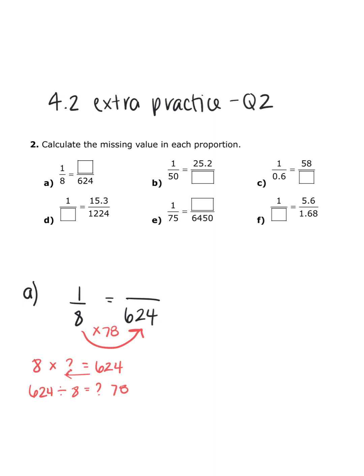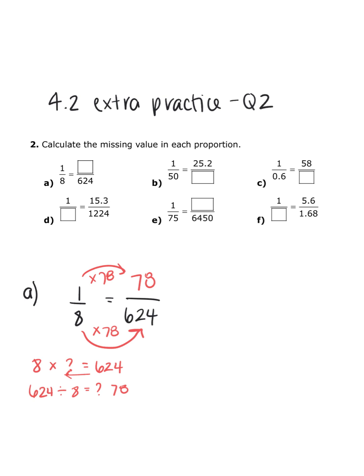Lastly, because we can recognize that we want to maintain that equivalency, that equal sign in the middle, the bottom was multiplied by a factor of 78, so we're going to do that same change on the top and multiply our numerator by 78. One group of 78 gives us 78 out of 624.